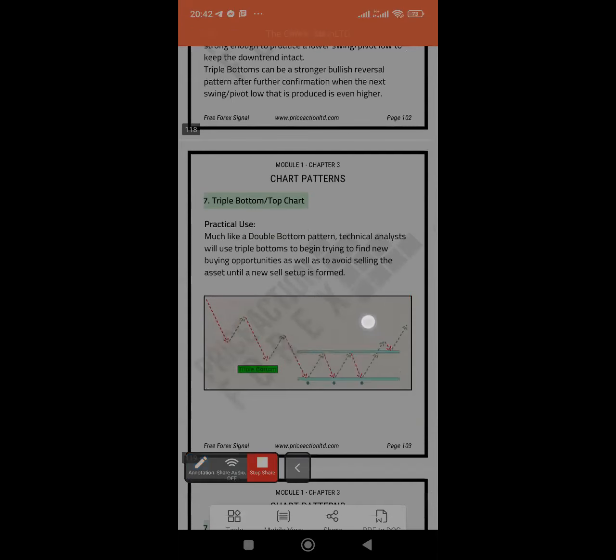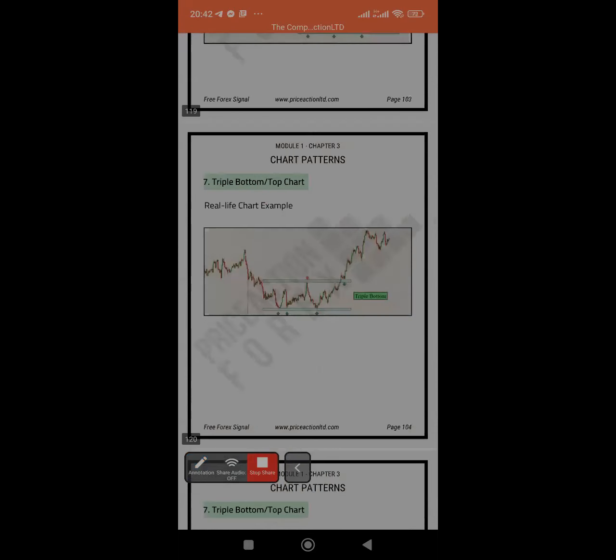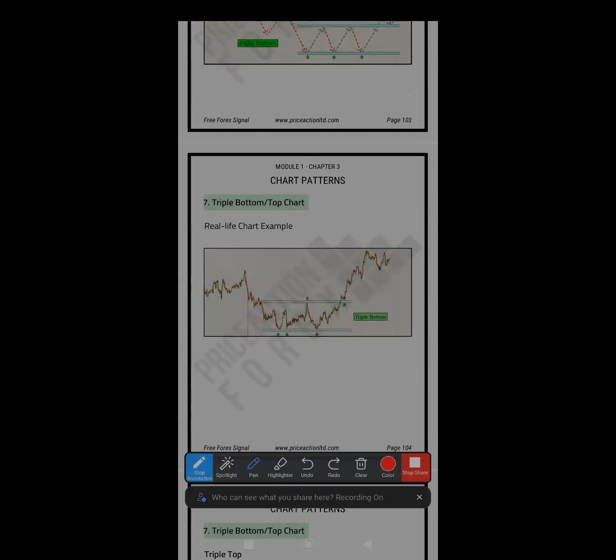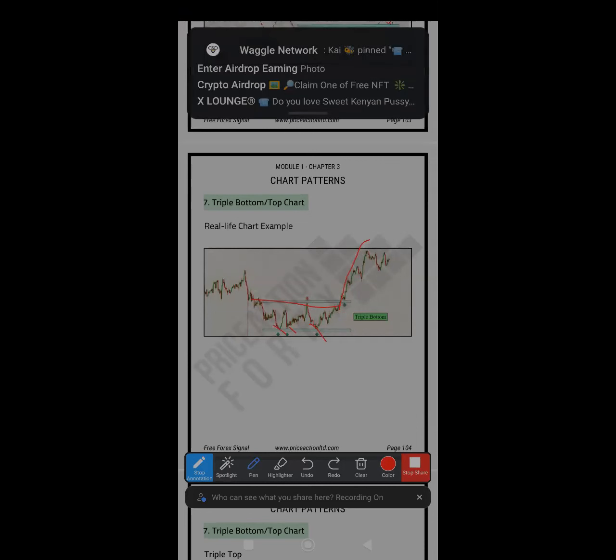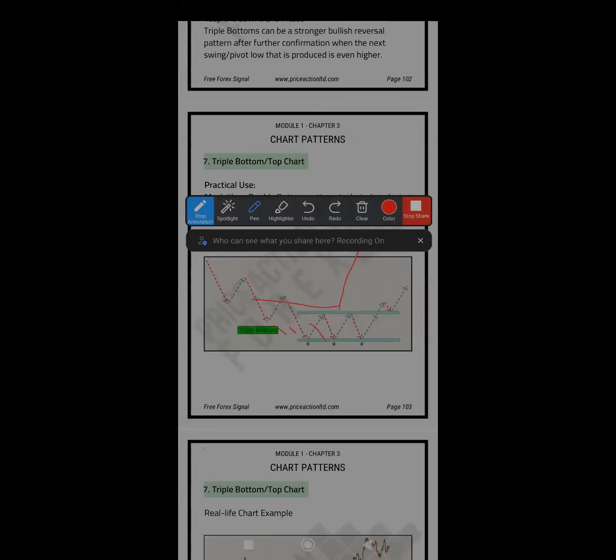Now you can see a real life example here. This is the first touch, the second touch, and the third touch. Two, three nearly equal lows. The neckline got broken and a continuation of the new trend. So at first the market was in a downtrend, but the triple bottom created a reversal pattern. It is not a continuation pattern, rather a reversal pattern.